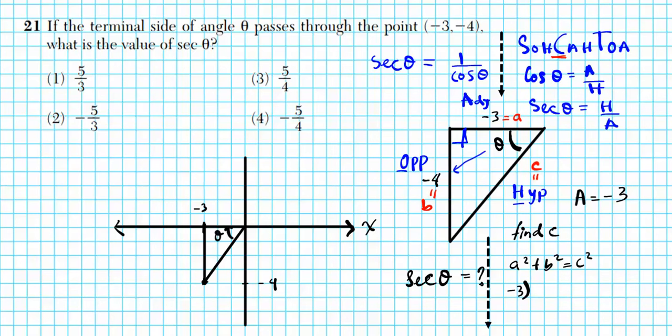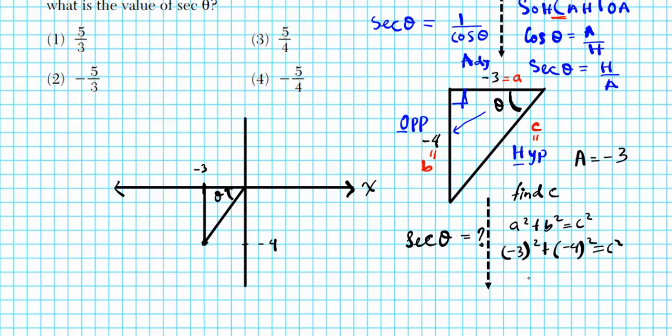So we have -3 squared plus -4 squared equals c squared. Now, if I square these two, I get 9 plus 16 equals c squared. 9 plus 16 is 25, and this is c squared. Root both sides, and you get 5. C is equal to 5. Now, some of you might have already guessed that c is equal to 5 because what you have here is a Pythagorean triple, a 3, 4, 5 triangle, but using the Pythagorean theorem just confirms that result. All right, so H is 5.